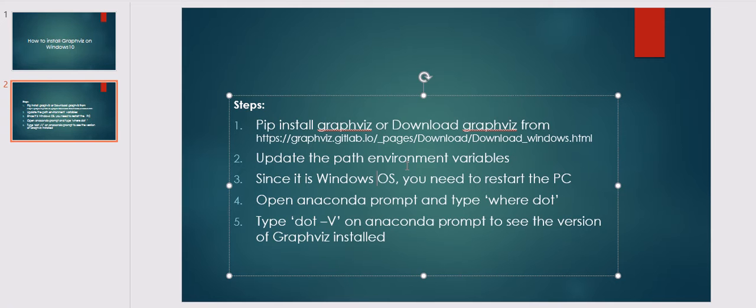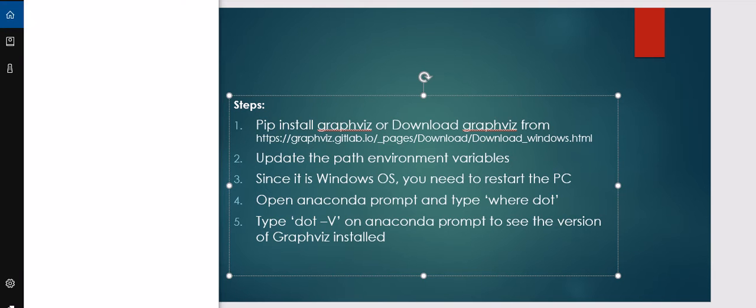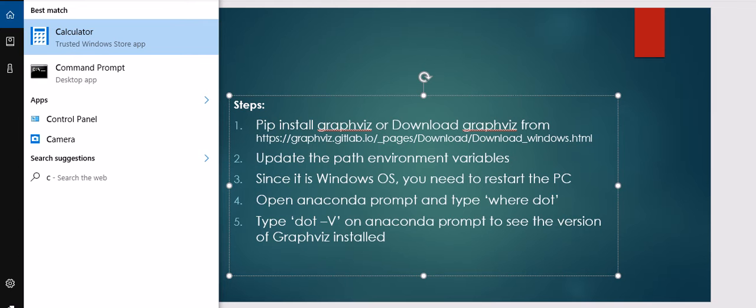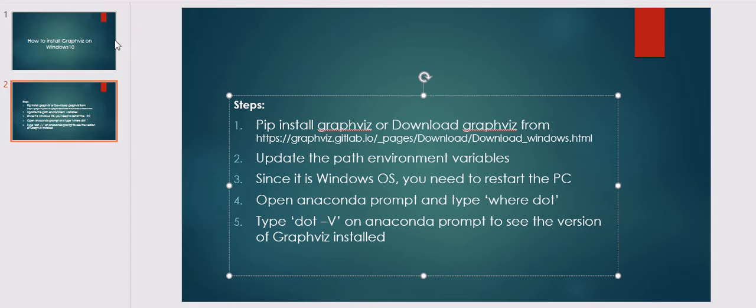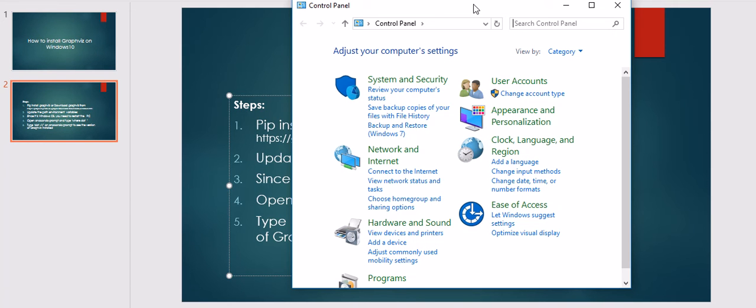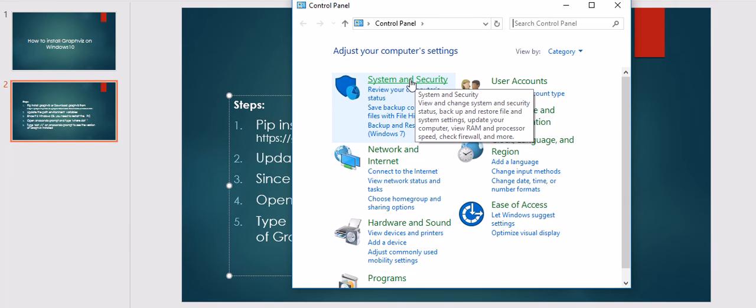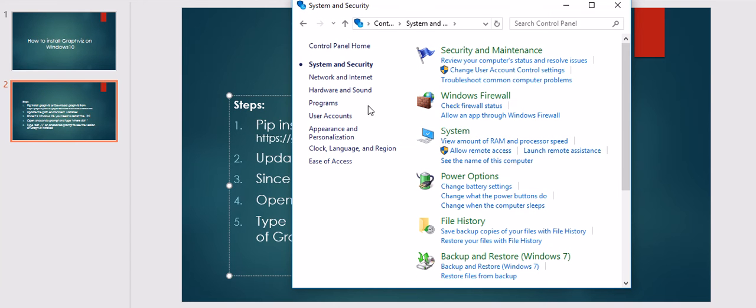Once you're done with that, we move on to the second step, where we're going to update the environment variables. To do that, you have to go to the Control Panel of your Windows PC. So I'm launching Control Panel for us now. All right. Once you have the Control Panel like this, you click on System and Security. From there, you go to System.